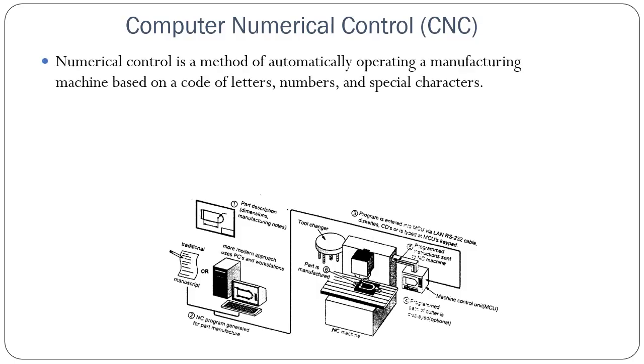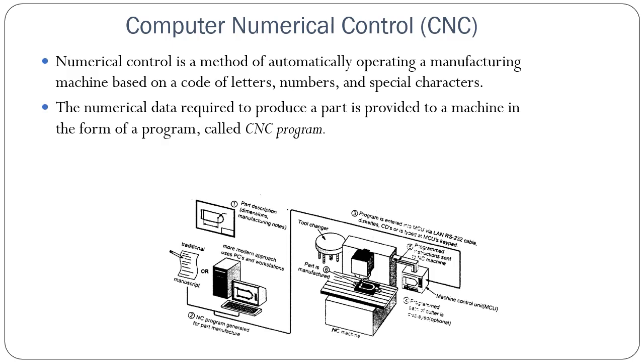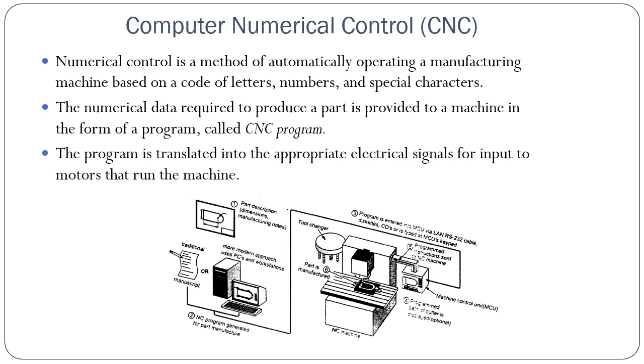CNC stands for Computer Numerical Control. It is a method to operate machines through codes. The codes required are in the form of a program called a CNC program. These programs are translated to machines by means of signals. The figure shows an overview of CNC.